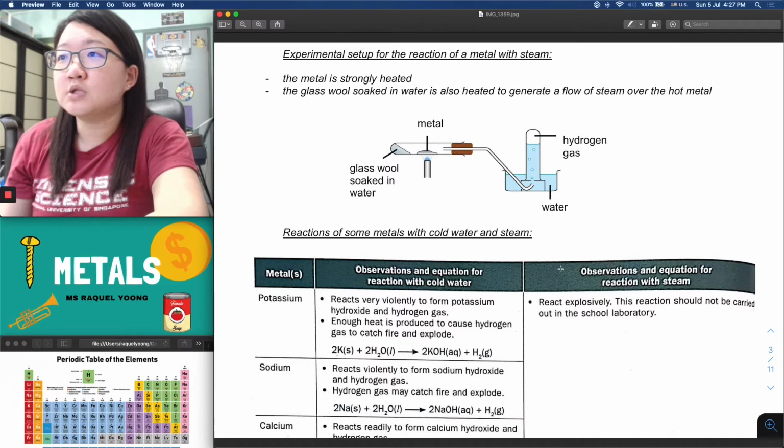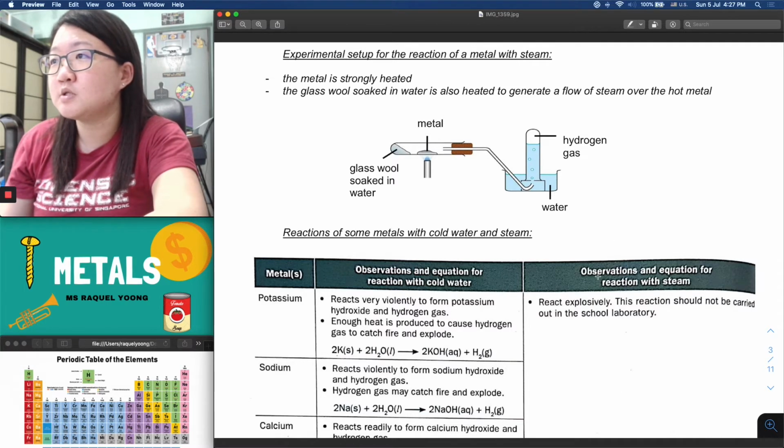So back to the table that we were looking at earlier on. Now let's look at the second column, which is the observations and equation for the reaction of the metal with steam. So notice that again, for the first three metals, which we have already established are very reactive, this reaction with steam we do not carry out in the school lab because they just are so reactive that the reaction is very explosive. Okay, so it's very dangerous.